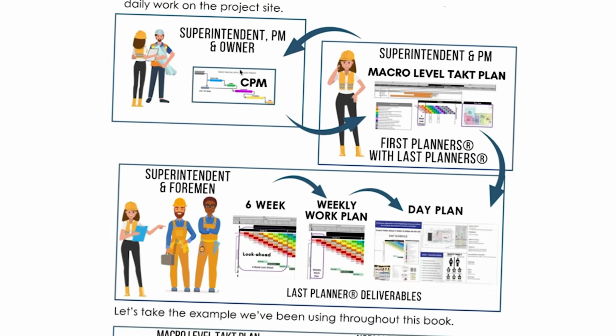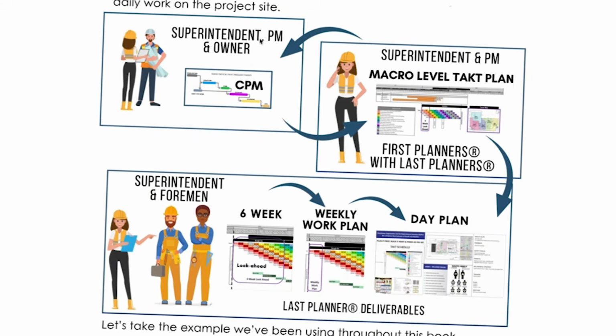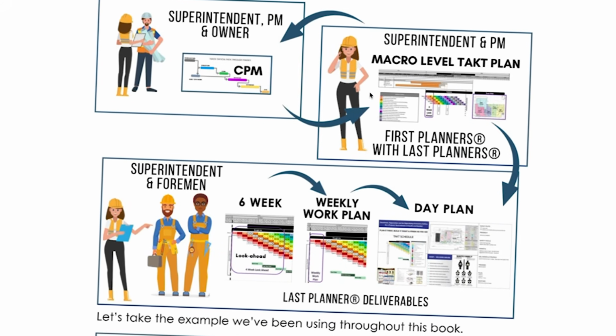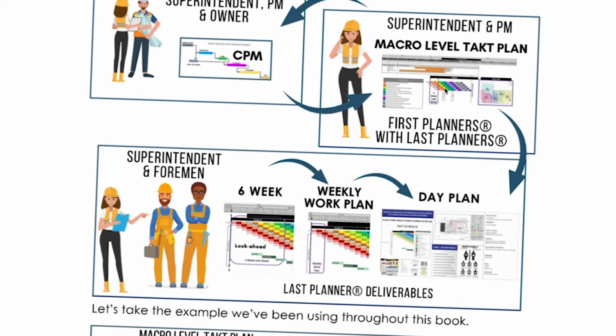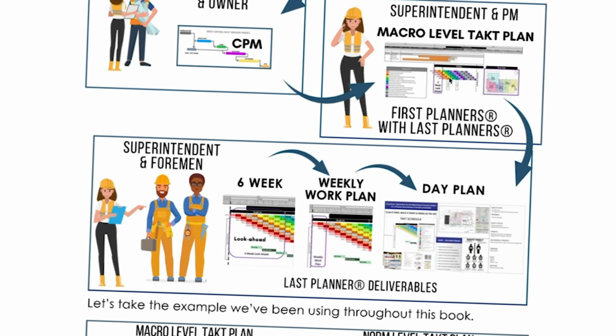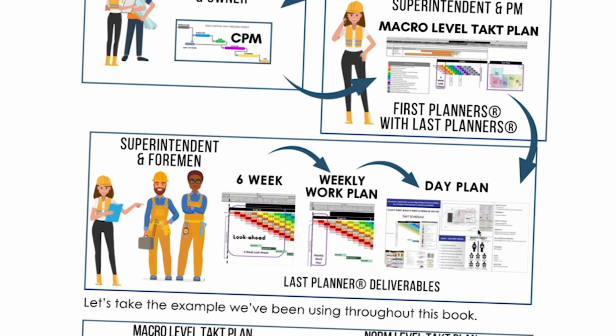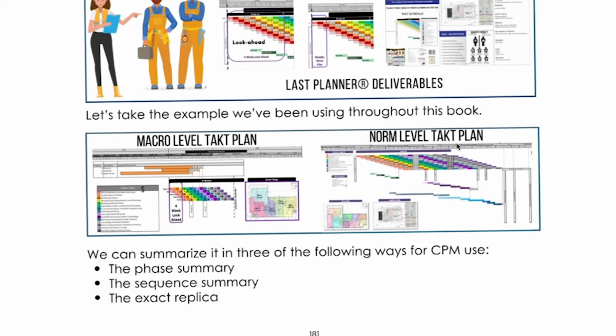Here's how I look at it, and I hope you enjoy this. The CPM is really for the superintendent, PM, and the owner if they need it. But the superintendent and PM are building off of the macro-level takt plan and the norm, and the superintendent and foreman are working off of these deliverables, okay? So the macro and the norm are what you build from.